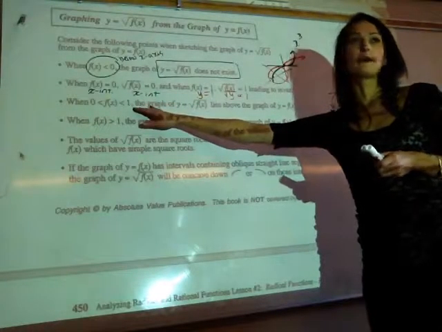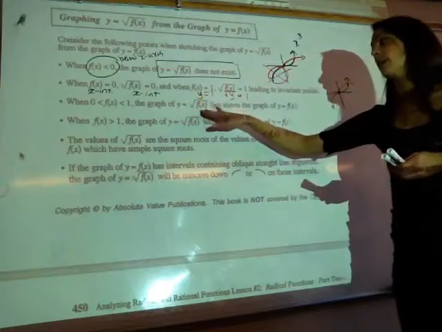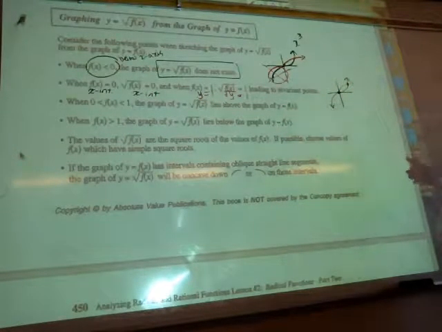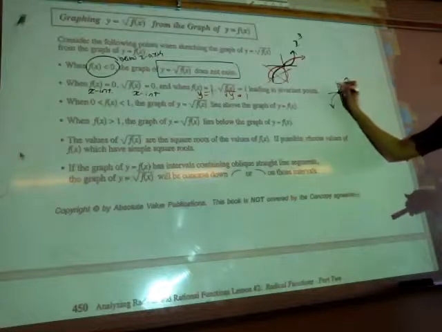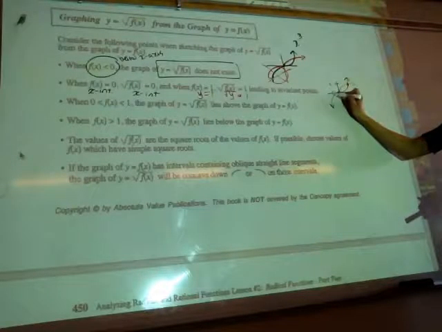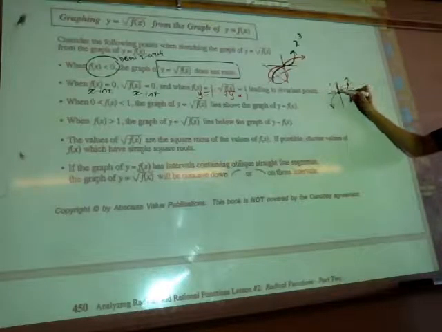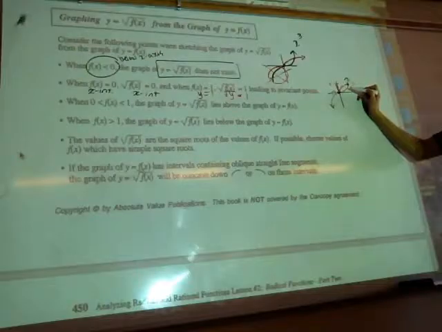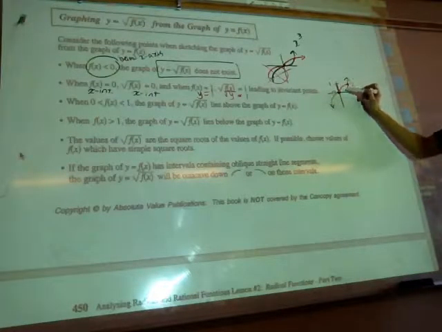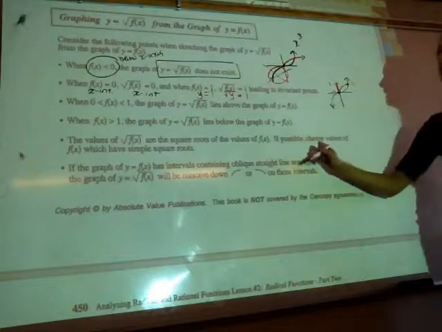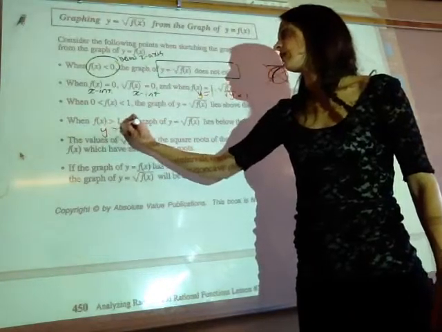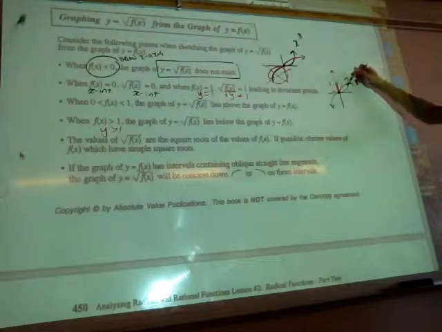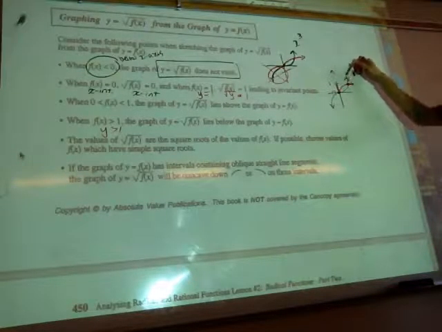When y is between 0 and 1, the graph of the radical will lie above the graph of the original function. So for example, if this is 1 here, we're between 0 and 1 right here. Notice that the radical is above the original. When you're between 0 and 1, the radical will be above it. When we are greater than 1, so anything above y equals 1, the graph will be below the original function.